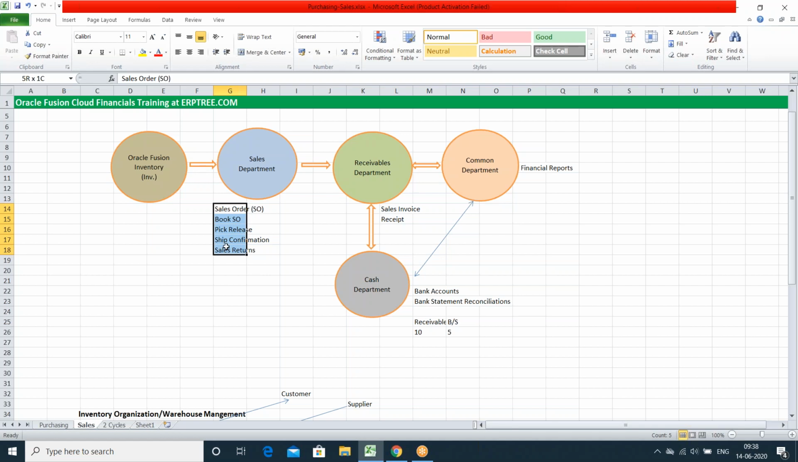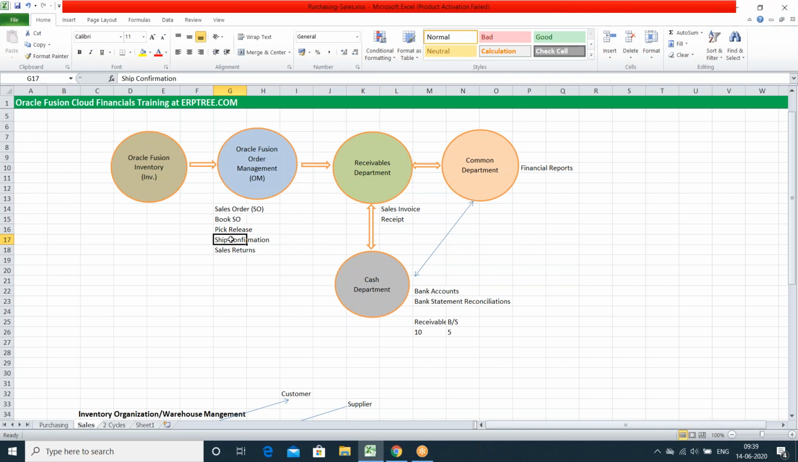To do all these activities, there is an application from Oracle, which we call Oracle Fusion Order Management. The short name is OM, Order Management. By using the Oracle Fusion Order Management application, you can create the sales orders, you can do the booking, quick release, ship confirmation, sales returns, and many other activities which are related to the order management department or sales departments.